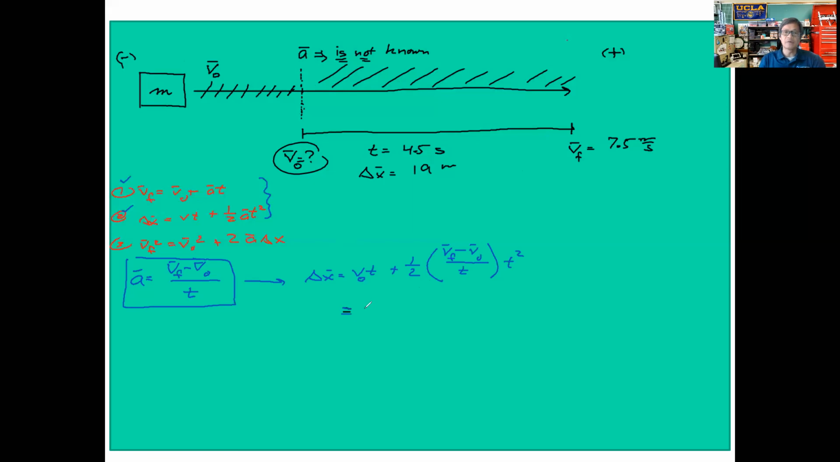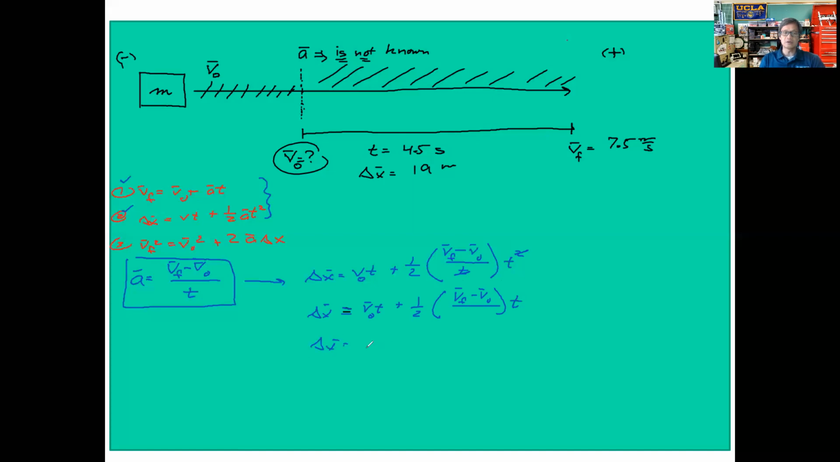Okay, all right. So therefore, we have v initial times time plus, and hopefully you see here that one of those cancels out. So this is going to be 1/2 (v final minus v initial) all times time on the outside. With that said, that's all going to be equal to delta x. Let's continue on.